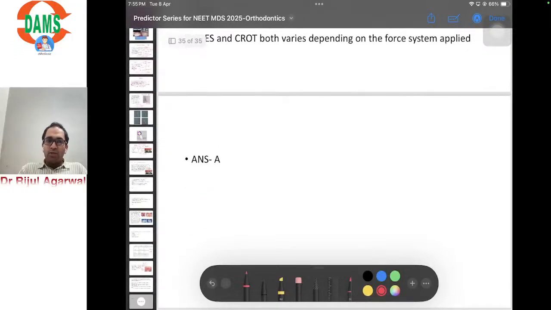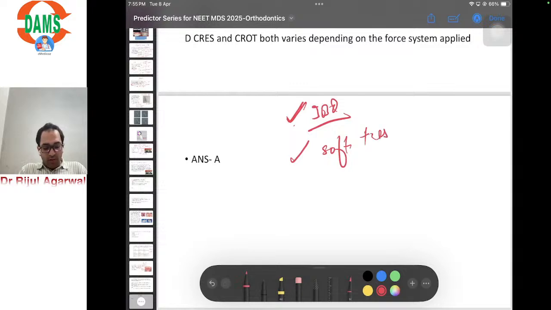So this concludes our session for the day. I have discussed important topics. I have again mentioned the common images, definitely go through them. Soft tissue lines, definitely go through them.